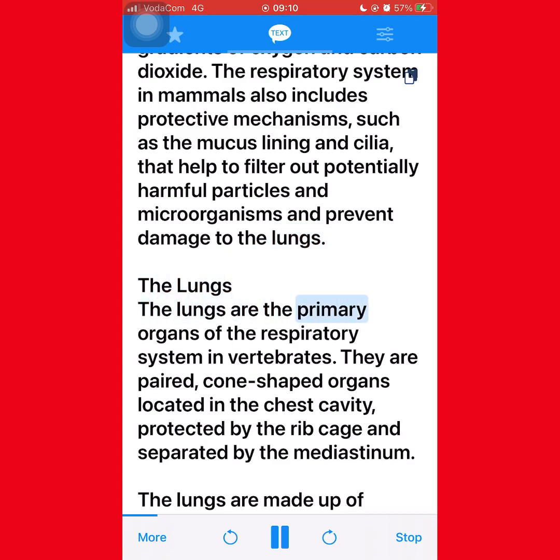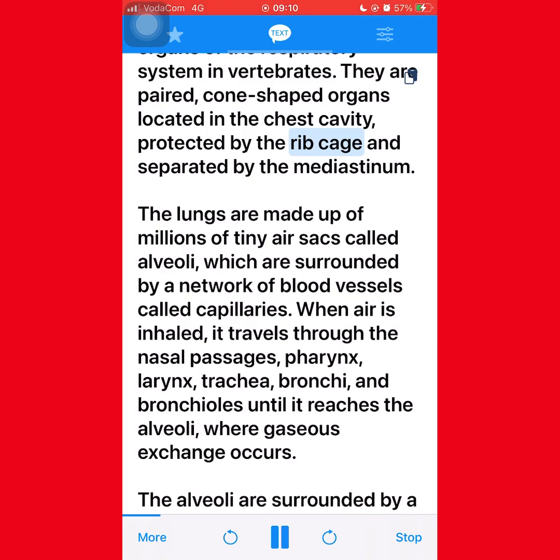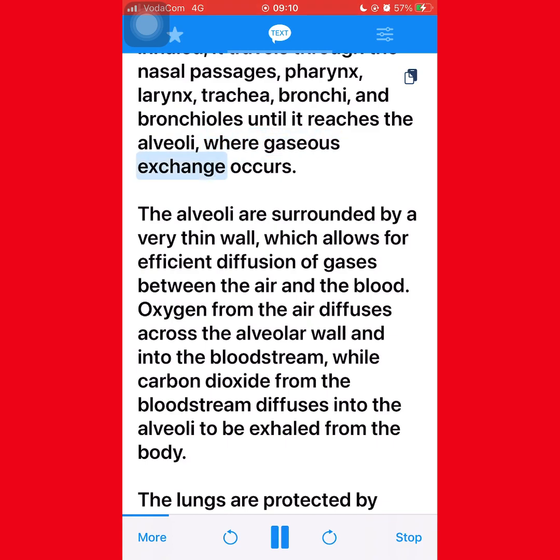The lungs are the primary organs of the respiratory system in vertebrates. They are paired, cone-shaped organs located in the chest cavity, protected by the rib cage and separated by the mediastinum. The lungs are made up of millions of tiny air sacs called alveoli, which are surrounded by a network of blood vessels called capillaries. When air is inhaled, it travels through the nasal passages, pharynx, larynx, trachea, bronchi, and bronchioles until it reaches the alveoli, where gaseous exchange occurs.